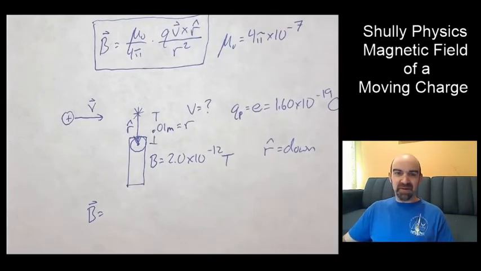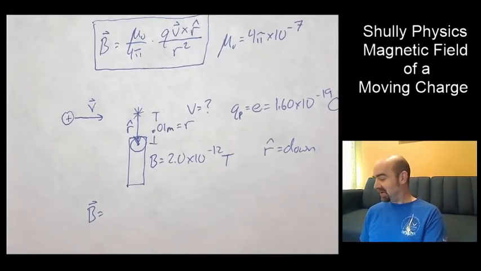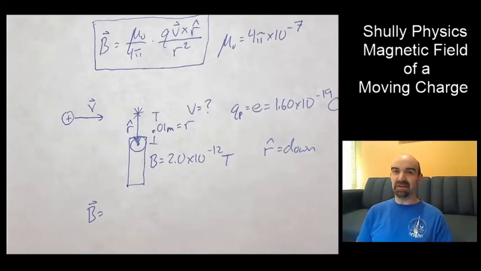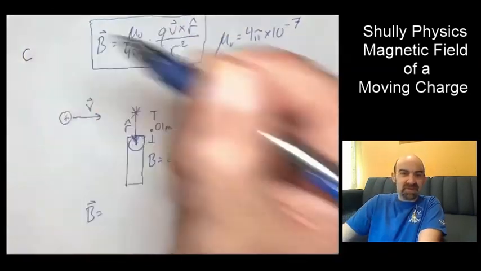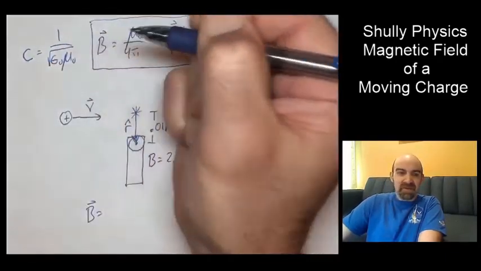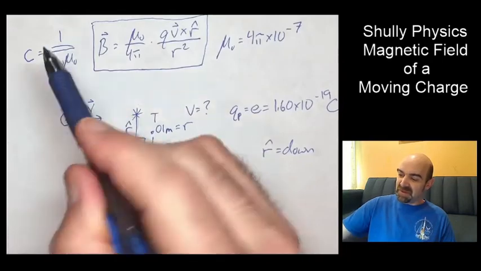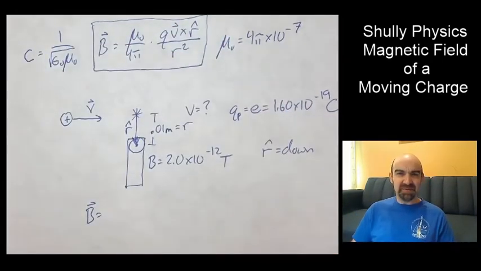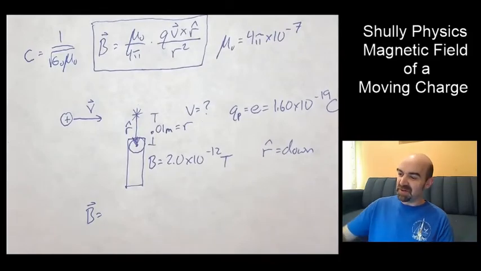Just a little offshoot factoid here. There's this really neat relationship between epsilon naught and mu naught, the electric constant and the magnetic constant. It turns out that they're both related to the speed of light. If we take the inverse square root of the product of the two, it equals the speed of light. It's pretty incredible. That means the electric field and magnetic field produced by a moving charge has something to do with light, electromagnetic radiation. You might start to see where those words are relating to each other.